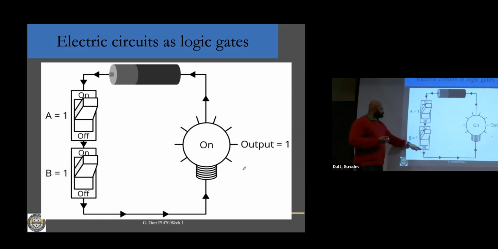What happens if switch B is off? Output for the bulb? 0. Thank you. Similarly, if A is off, output for the bulb, sorry, 0. Yes. And finally, both are off, clearly 0.